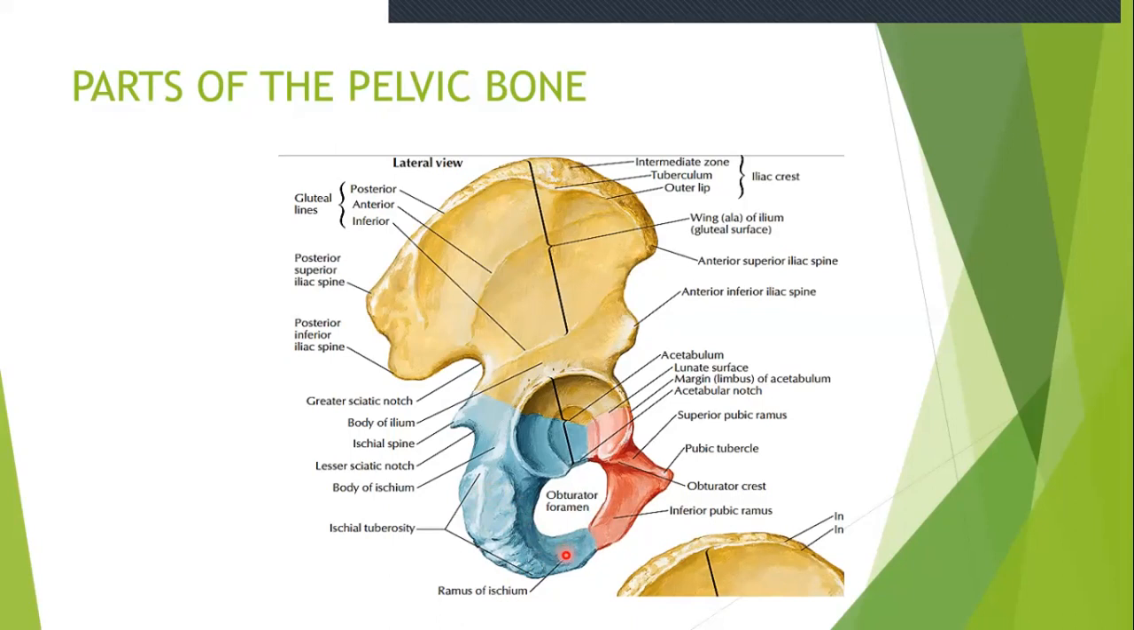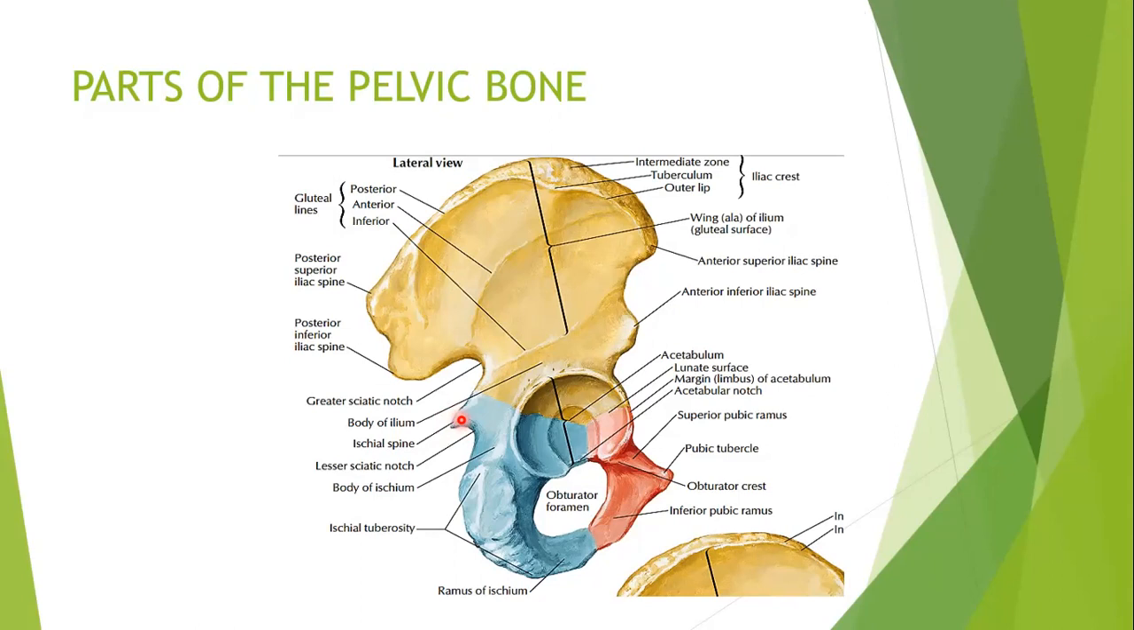Then this is the ramus. Then it has a body here. Then it has a very important landmark here, the ischial spine. This is a very important landmark in that when you want to carry out a pudendal nerve block, you identify the ischial spine. That is where you do the injection of the anesthesia. So the ischial spine is the site of pudendal nerve block.